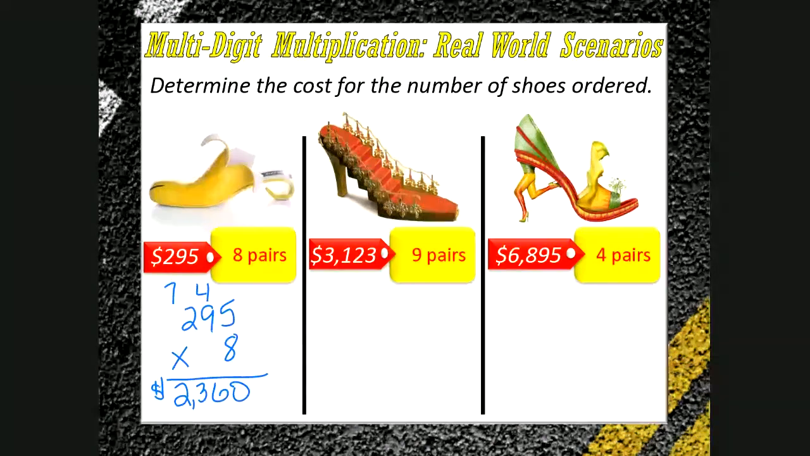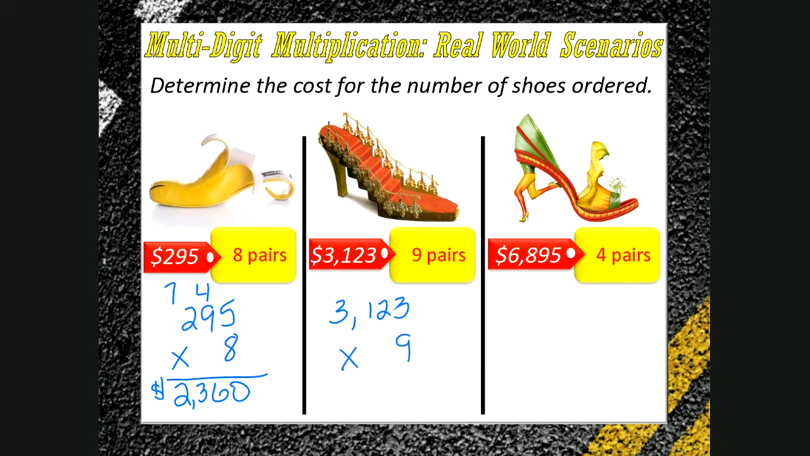Go ahead and pause the video and work out the next two problems. You can come back and find the answer. Okay, so let's take a look at the next pair of shoes. $3,123 for those shoes. That's a lot of money for a pair of shoes. And we need 9 pairs.